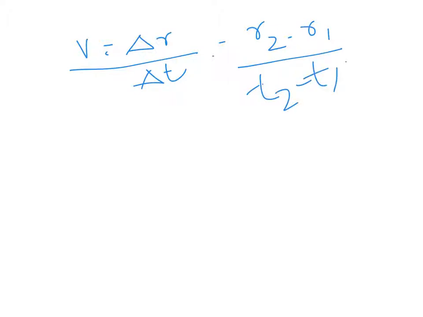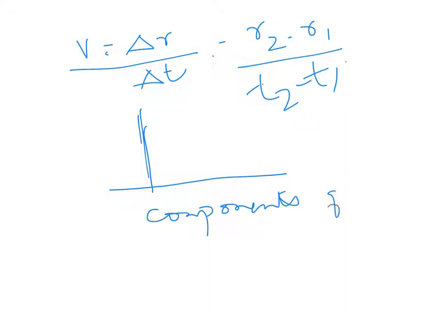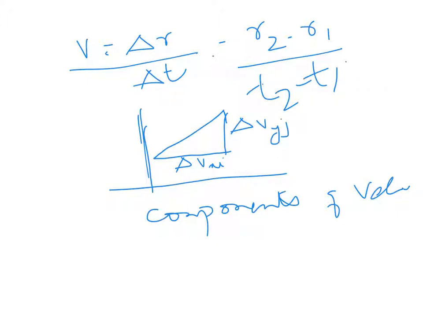Now suppose we are going to have x and y components, and let's say these are the components of velocity. I'm calling this delta vx i, that is the change of velocity on the x-axis, and delta vy j on the y-axis, and this is, say, delta v. So on the x-axis and y-axis, delta vx i and delta vy j are the change in velocity on both axes, and delta v is the change in velocity.